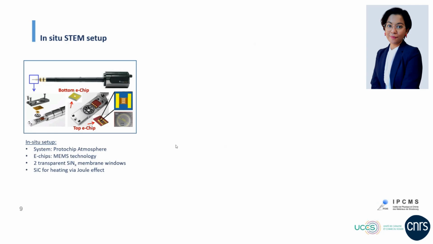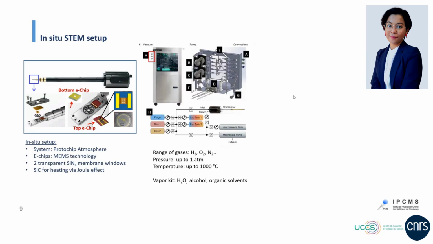The setup is composed of an atmosphere system from Protochips, which is based on MEMS technology. Basically, we have 2 transparent silicon nitride windows, and we sandwich the sample in between, and we have a silicon carbide support, which can produce heat by the Joule effect. Thanks to the gas setup, we can introduce a range of gases and gas mixtures, including benign gases or more complicated gases like carbon monoxide or methane, up to a pressure of 1 atmosphere and a temperature of 1000 degrees Celsius.